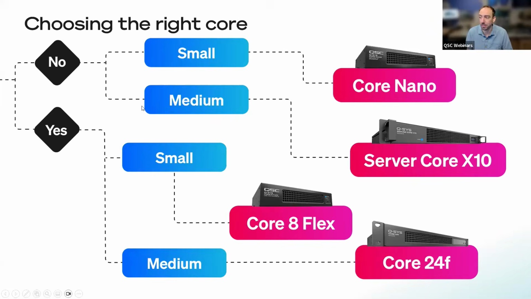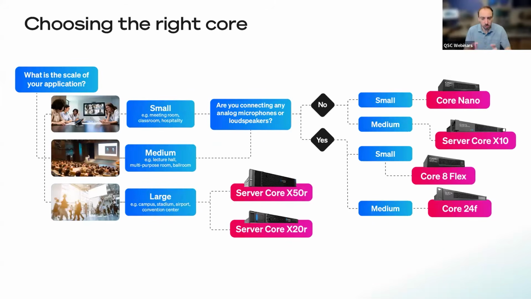It really depends. And taking our eyes and pulling them way back now, we've got that whole decision tree, looking at what size of deployment we're looking at, what type of network topology, what our analog IO is, and then picking out the correct Q-SYS core based on that.